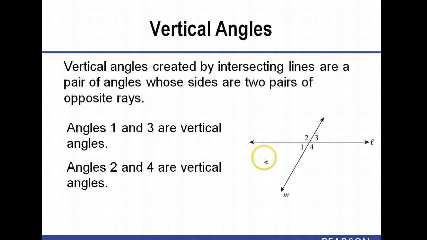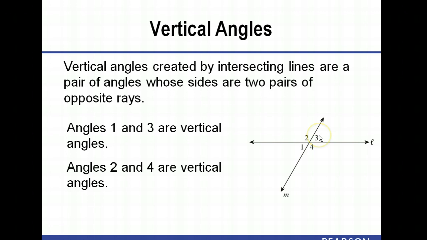Okay, so here we have intersecting lines, and the angles that we call vertical angles are a pair of angles whose sides are two pairs of opposite rays. So to use the labeling system that's here in this example, we call angles 1 and 3 vertical angles. They're sort of opposite of each other, right? Notice how these are angles whose sides are two pairs of opposite rays, so the rays are going in opposite directions. And we also say, by the way, that angles 2 and 4 are called vertical angles as well.